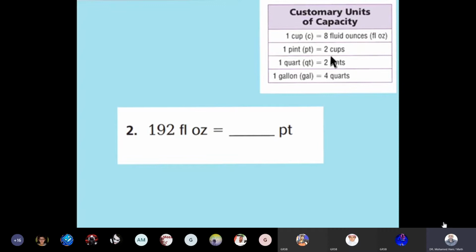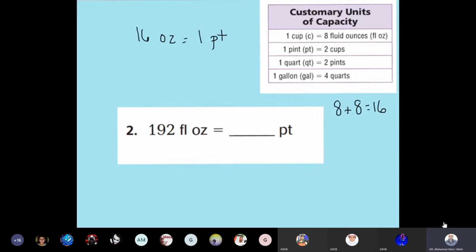If I know 1 pint equals 2 cups and 1 cup equals 8 ounces, then it will be 8 ounces for 1 cup plus another 8 ounces for the second cup, which would equal 16 ounces to equal 1 pint, because there's 2 cups in 1 pint. So now I've discovered that 16 ounces equal 1 pint. Now we want to know, how many pints will 192 ounces be?